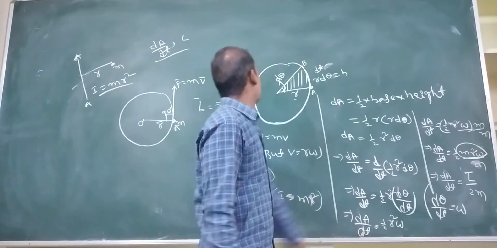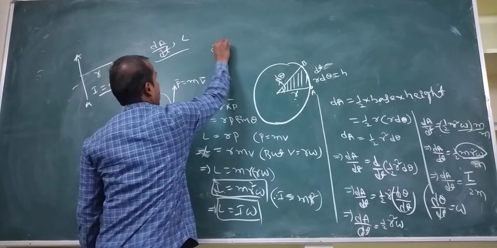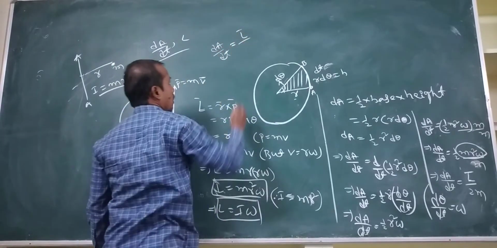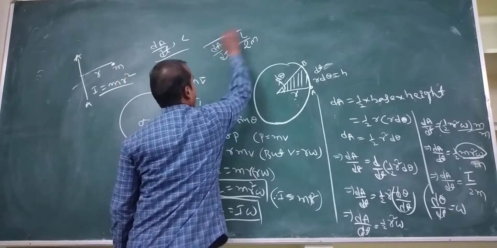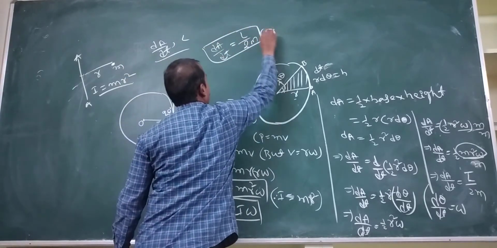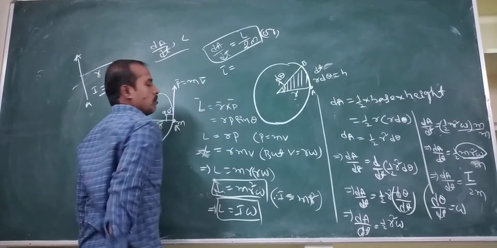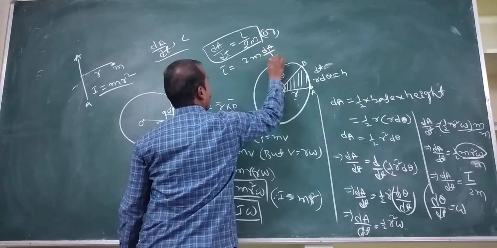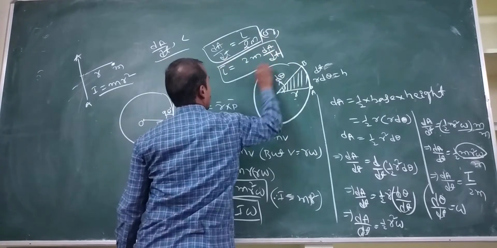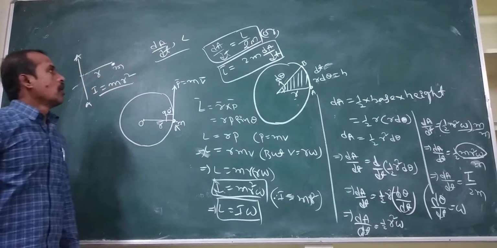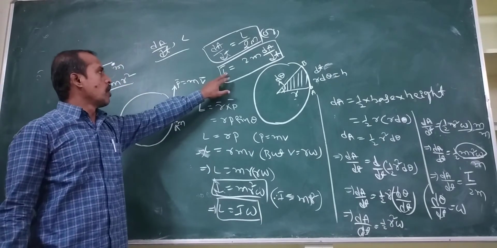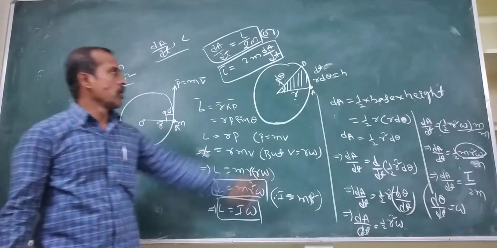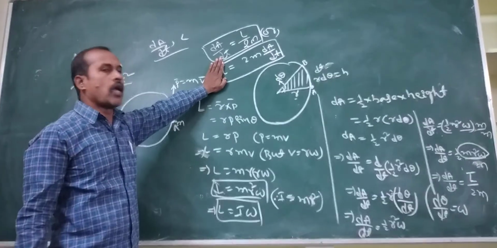So finally, dA/dt is equal to vector L by 2m. The angular momentum L bar is equal to 2m dA/dt. This is the relation between area velocity and angular momentum.